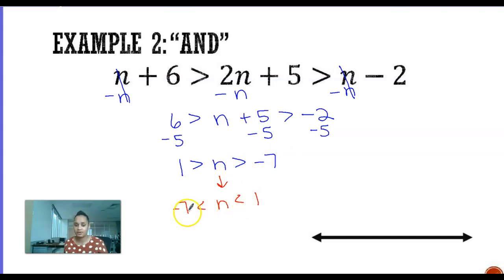And whenever you graph, it might be a little bit confusing because -7 is a smaller number. You would think, hey, that's on the left. And then the 1 is the bigger number, that's on the right. Let's see how it looks.